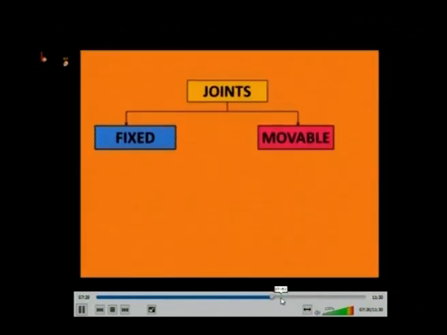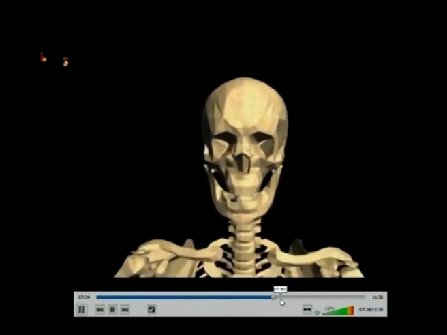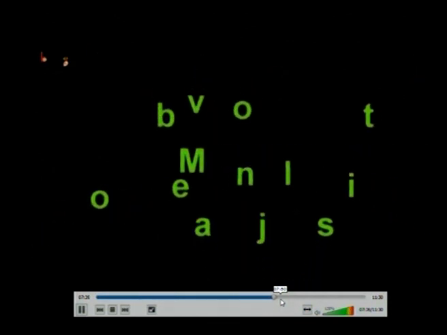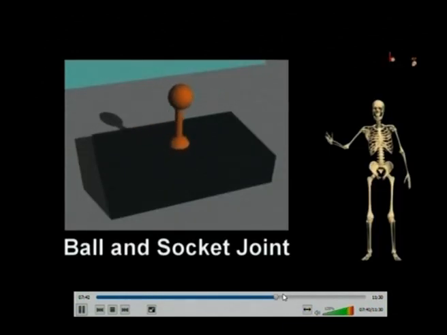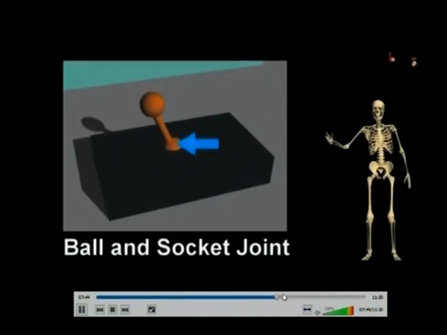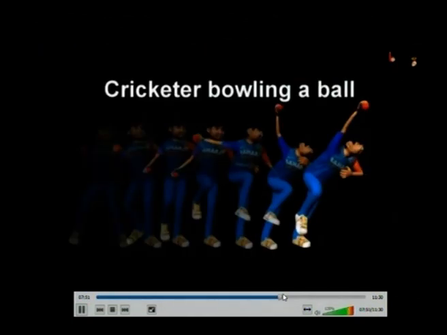They are fixed and movable joints. Fixed joints are present in our skull and upper jaw. Movable joints are of four types. This is ball and socket joint. Observe the movement, children. Where is this joint present? In our shoulders. A cricketer can bowl a ball by using this type of joint.